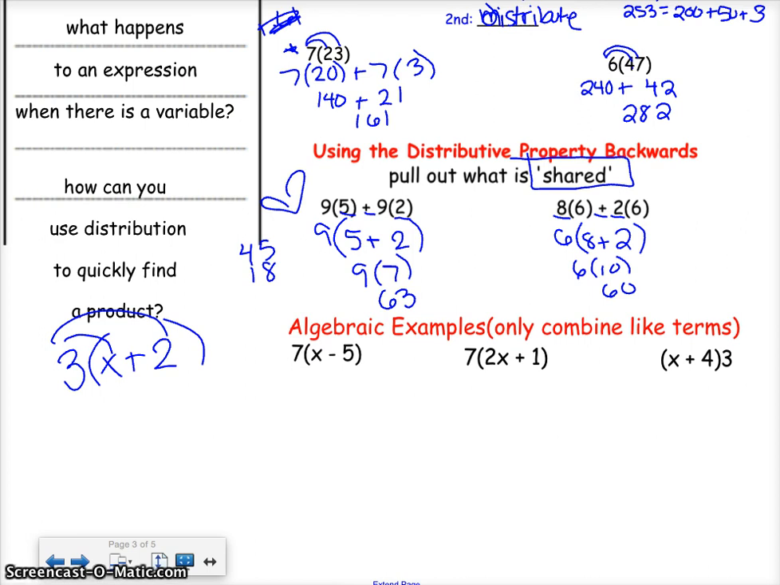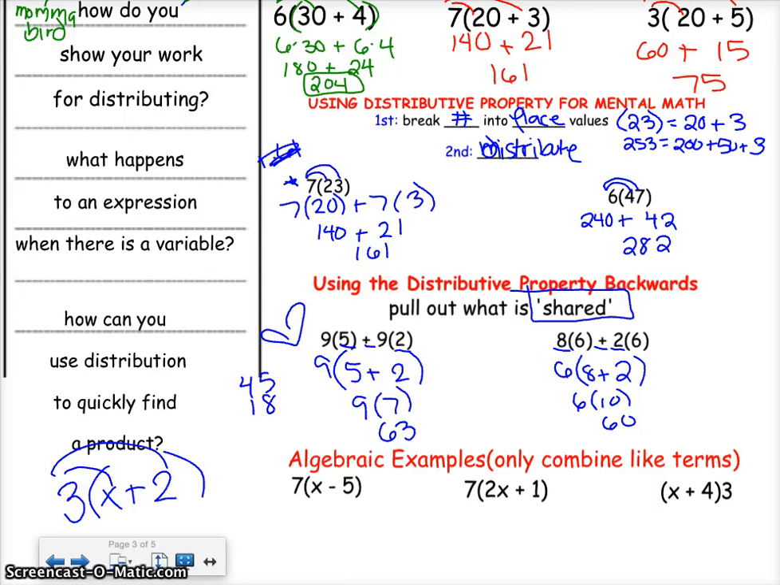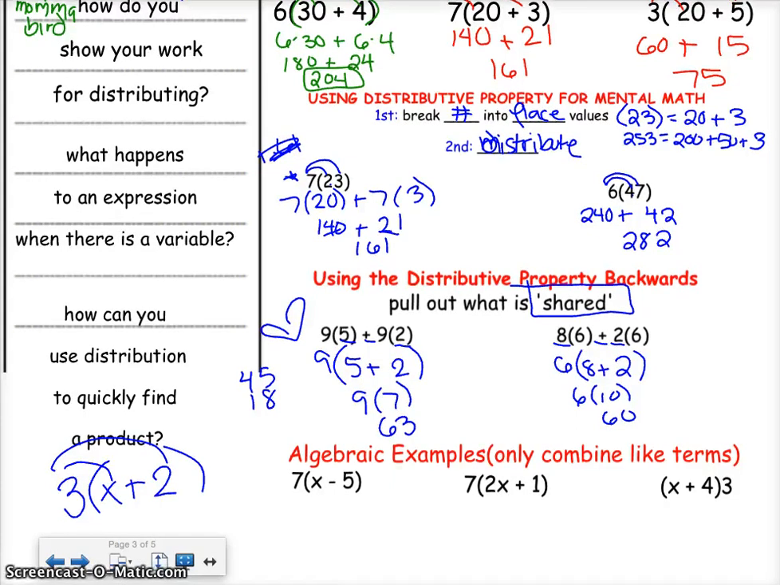Then we learned the reason we distribute is to be able to do some multi-digit multiplication quicker. Like 23 times 7, we can just break that into its place values. It's really 7 times 20, 140, plus 7 times 3, 21. We get 161. And then we get the algebraic examples.